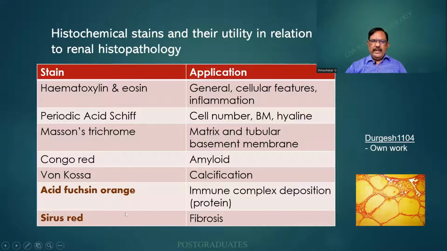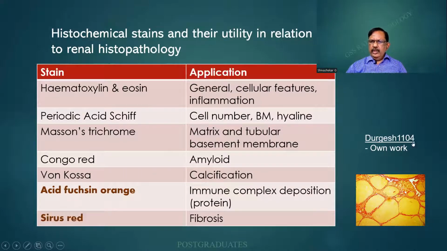These are the list of stains. The applications are given over here. Congo red for amyloid, von Kossa for calcification. And this is for the cell and basement membrane. Masson's trichrome again for the matrix. H&E for the cellular features. Acid fuchsin orange and Sirius red: acid fuchsin orange is done for immune complex, and Sirius red is done for fibrosis.